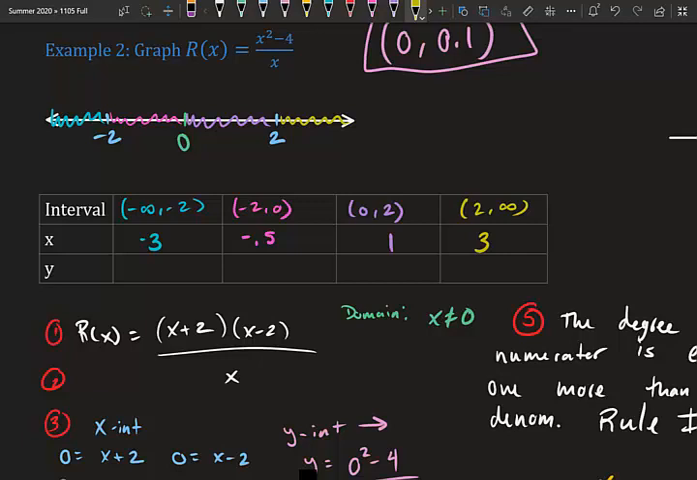At -3, we found out that it's -1.7. Don't have to put a lot of decimal points. It's all graphed by hand, so it's a sketch. At -0.5, it was 7.5. At 1, it was negative 3. And at 3, it was positive 1.7.